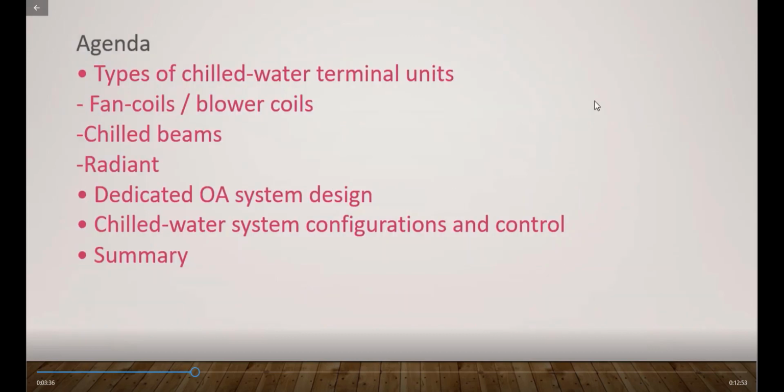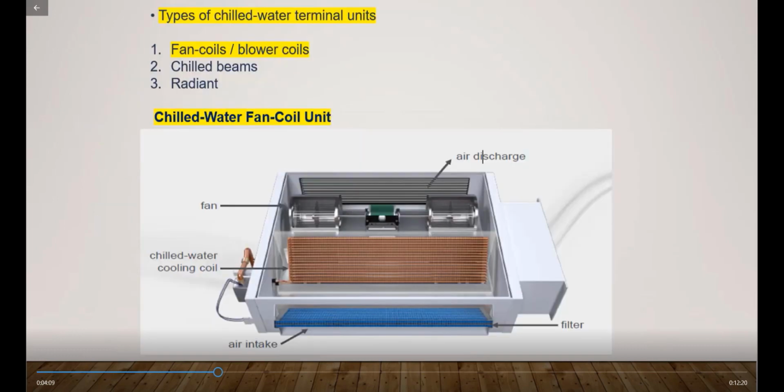Here is the agenda of our series. We are going to look at types of chilled water terminal units, which are fan coils, blower coils, chilled beams, and radiant cooling. We will look at dedicated OA system design, chilled water system configurations and control, and last we have the summary of this series. Let's have a look at the types of chilled water terminal units.